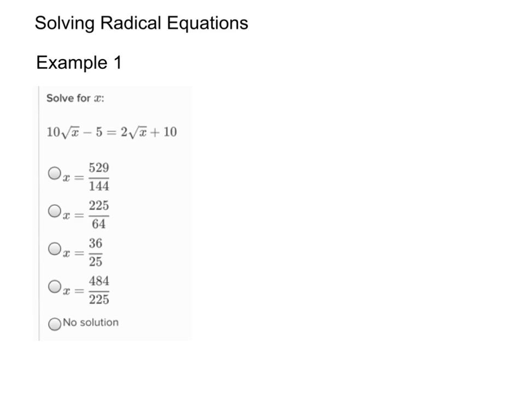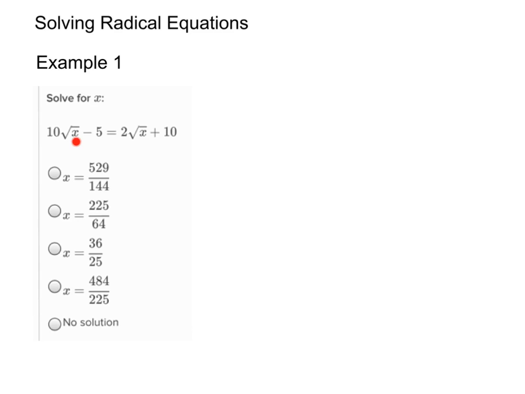All right, so now that we know everything there is to know about radicals, our objective is to solve some radical equations. In Khan Academy, you can just search "solving radical equations" and there'll be a 5 in a row for you to do. Now let's look at this problem. It says 10 square root of x minus 5 equals 2 square root of x plus 10.